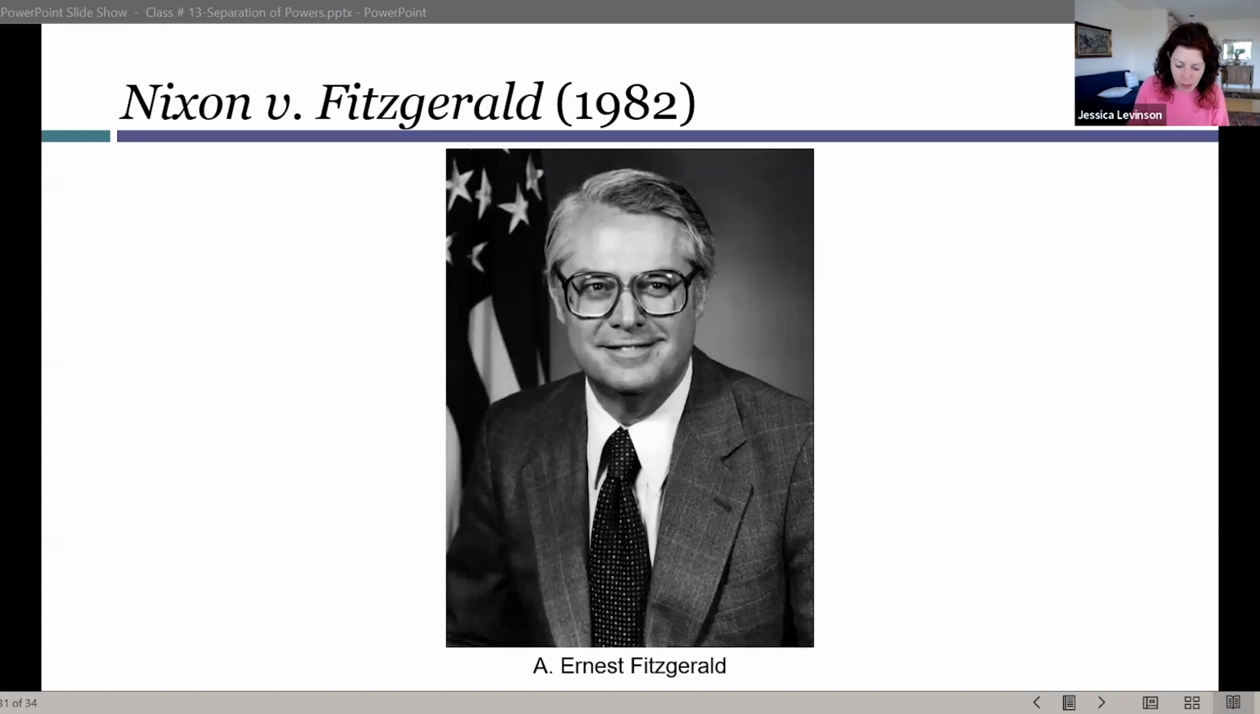So Fitzgerald sues Nixon essentially for unlawfully firing him. And so there's a little bit of background that's not really key for our case. The Civil Service Commission says the dismissal was unjust. Again, Fitzgerald basically sues Nixon for wrongful termination. And the case goes up to the court about whether or not Nixon is immune from civil suit.